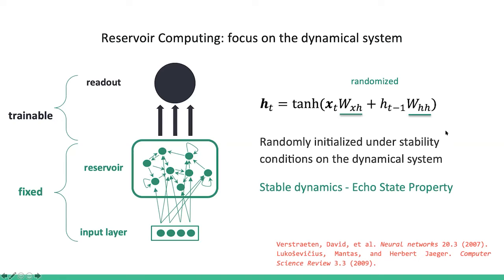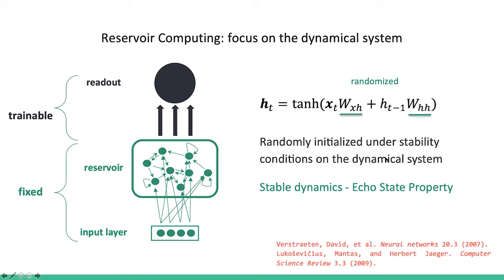What does it mean? It means that we want to impose, like I said previously, we want to study the properties of this layer, of this reservoir layer, as a dynamical system. And typically, we can consider this layer like a non-linear, discrete time, non-autonomous dynamical system on which we want to impose stable dynamics. In the literature, this property is typically called the echo state property.